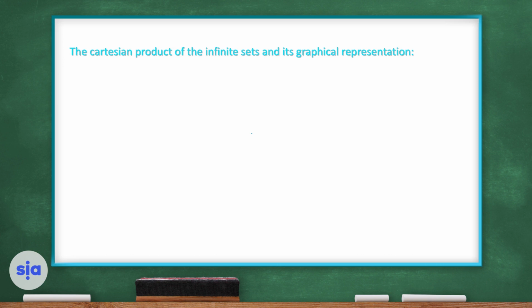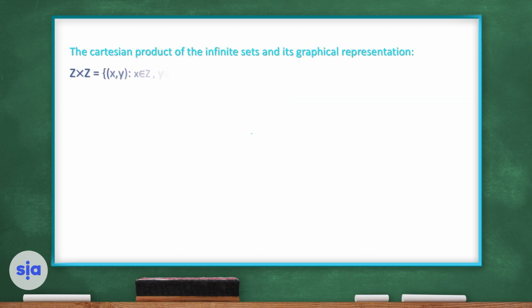Now we'll be talking about the Cartesian product of infinite sets and its graphical representation. N times N. In the product of N times N, the x values in N are natural numbers, where y is also a natural number. So here, x belongs to natural numbers and y belongs to natural numbers, where N is the set of natural numbers.